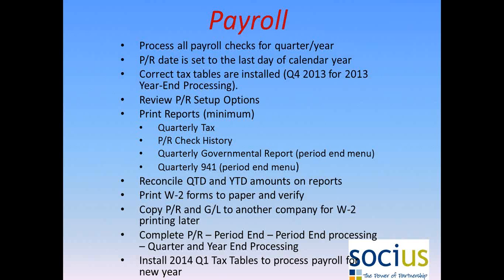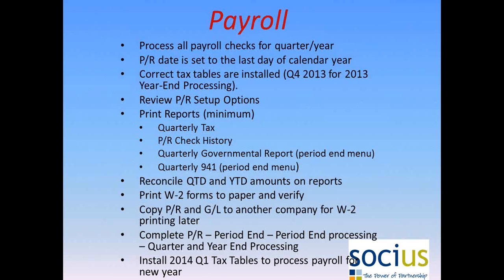So in other words, for this year, you would want to be sure you have the Q4 2013 tax tables installed. Again, you should review your payroll setup options. And some of the reports that you may want to print would be a quarterly tax report, the payroll check history, the quarterly governmental report from the period end menu, as well as the quarterly 941. You should then reconcile all of your quarter-to-date and year-to-date amounts on those reports. You may want to print your W-2s to paper and verify them.